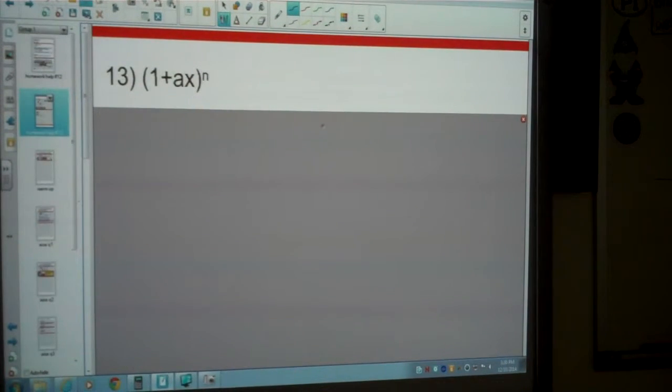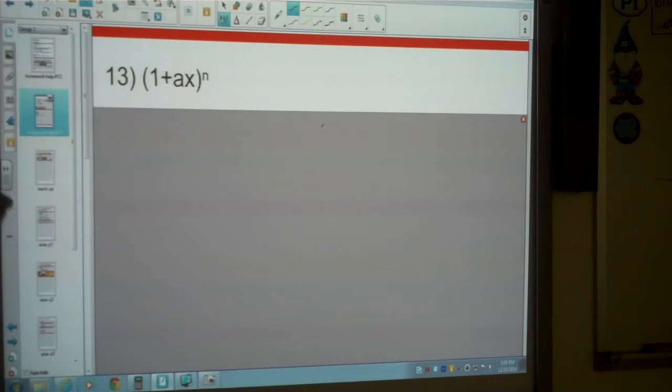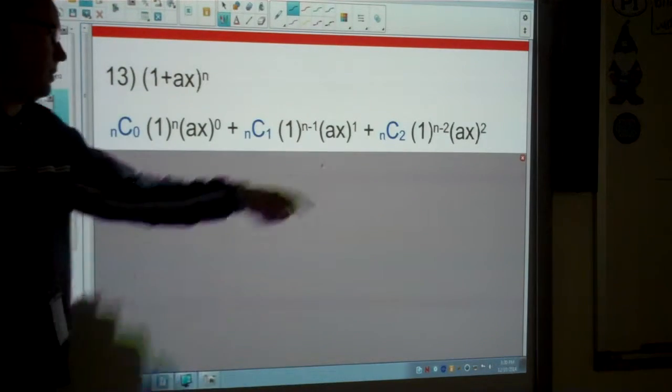Question 13 was quite a tricky little question. We don't have a power here, so we can't actually do the nCr trick on the calculator because we don't actually know what n is for this case. But we can actually start to set out the question now.